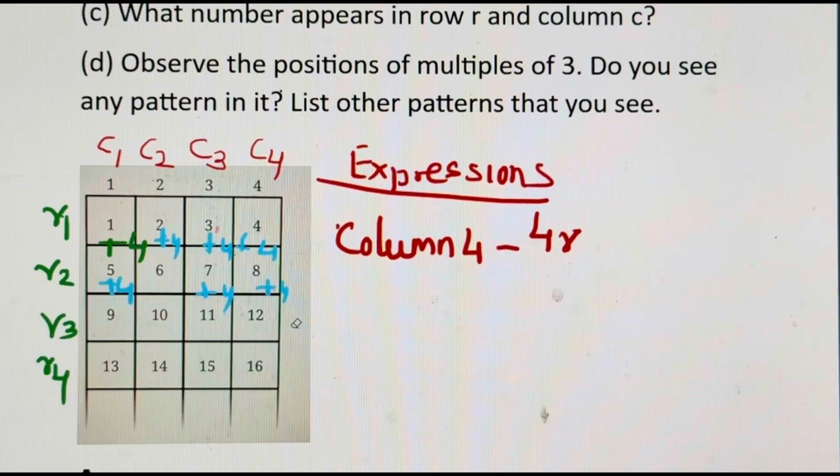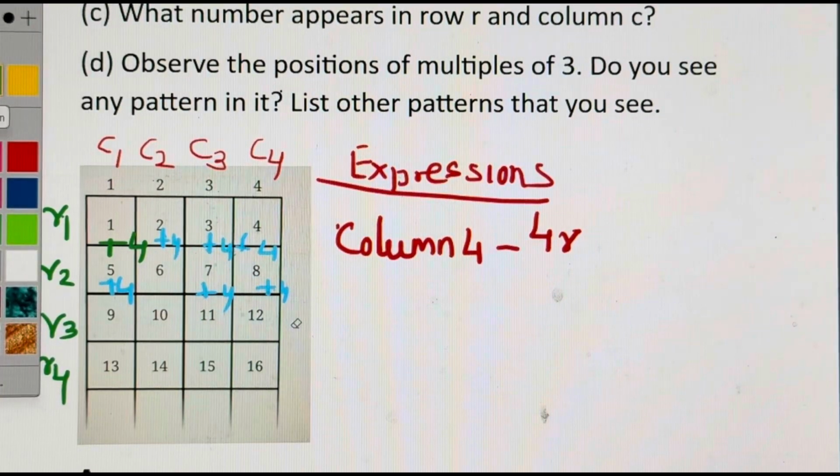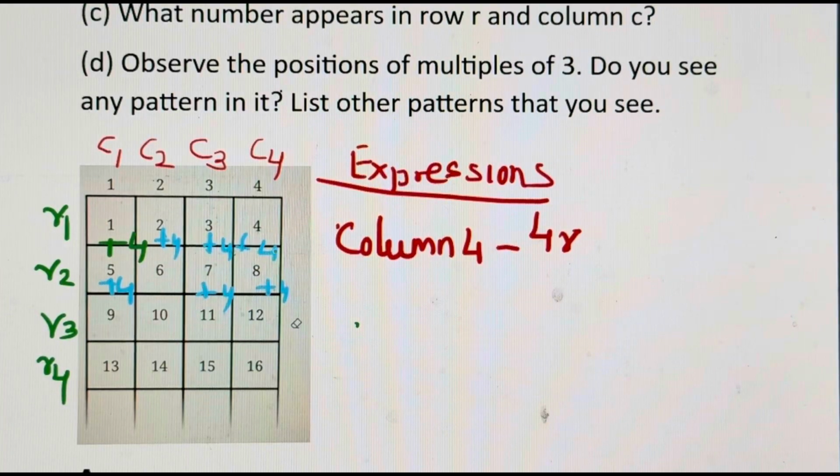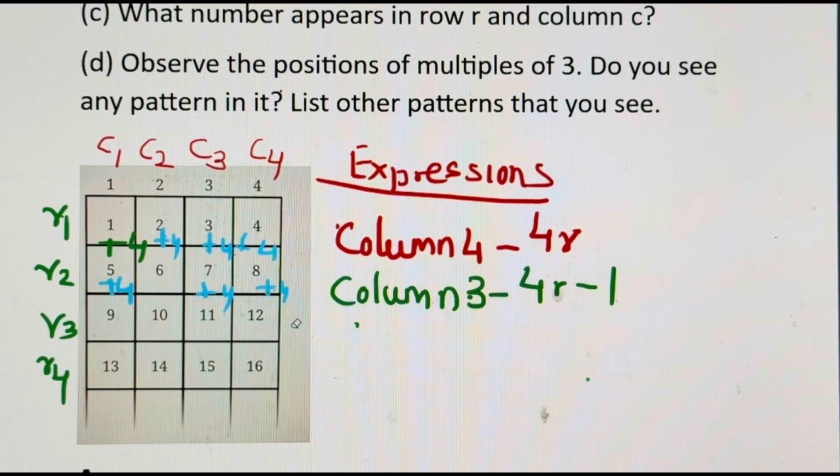Now column number 3, we go in reverse order. If we see column number 3, each number is 1 less than a multiple of 4. Do you observe? 4 minus 1 you get 3, 8 minus 1 you get 7, 12 minus 1 you get 11, and 16 minus 1 you get 15. We have written the expression as 4r, so you can write this as 4r minus 1 for column number 3.